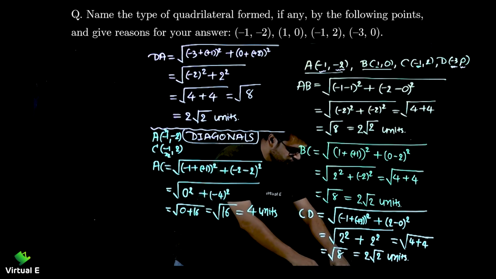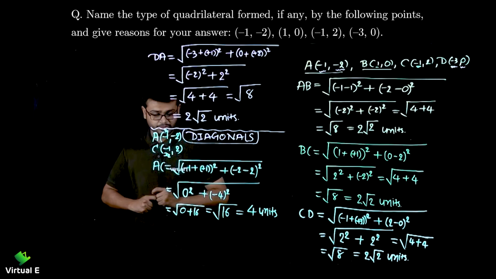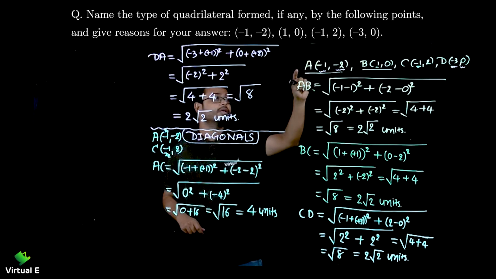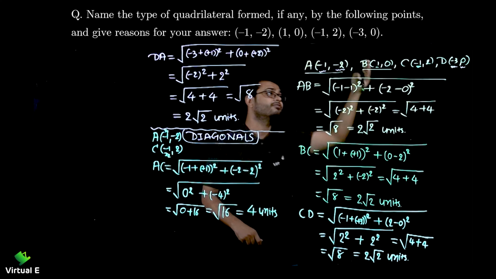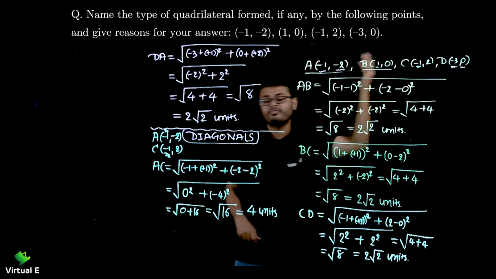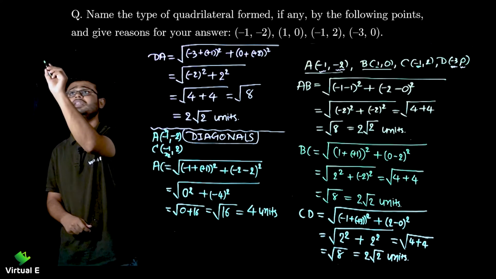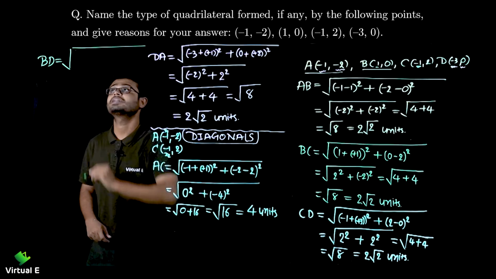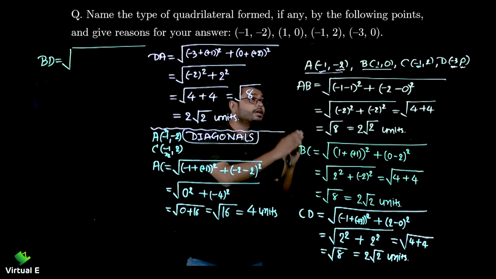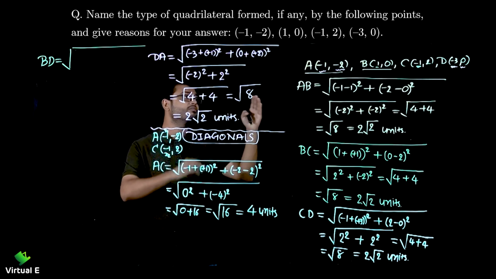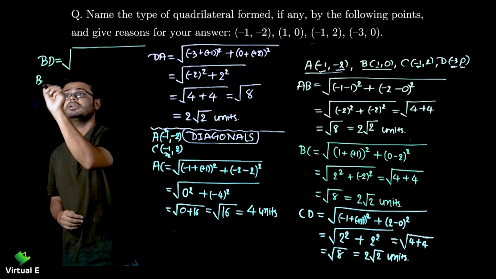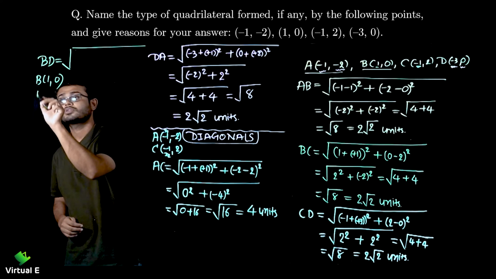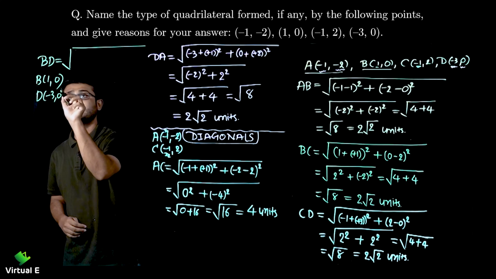Now let's get the answer for the second diagonal, which in this case will be BD. Alternately, I told you, if you take A, then skip the B, take C. If you take B, skip the C and go for D. So let's find the second diagonal, BD, square root as it is. And I told you I am going to write the coordinates. Okay, let me write, I forgot. B is 1, 0, and D's coordinate is -3, 0. So D is -3 and 0.